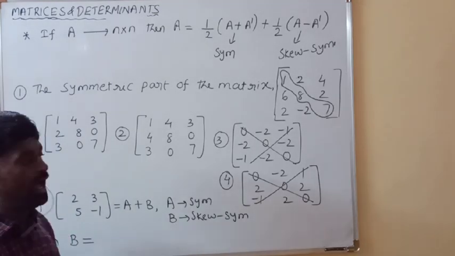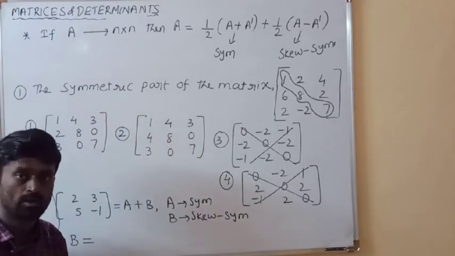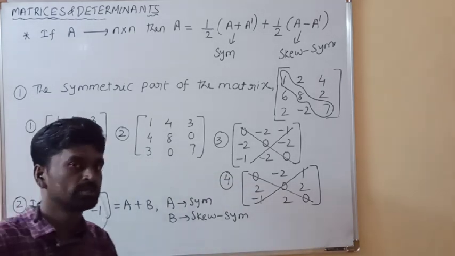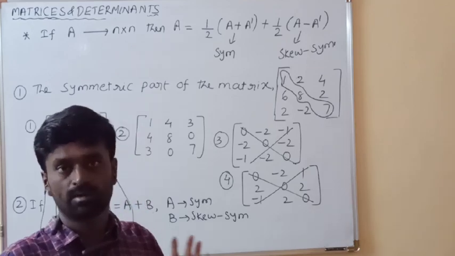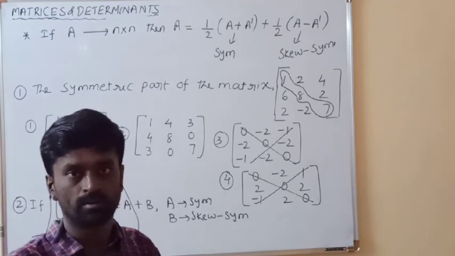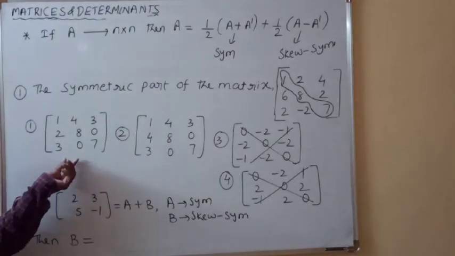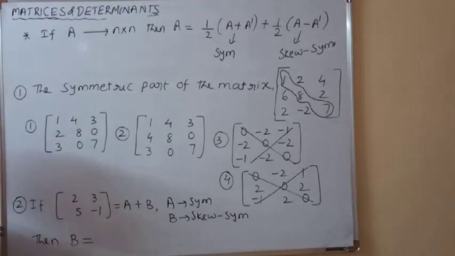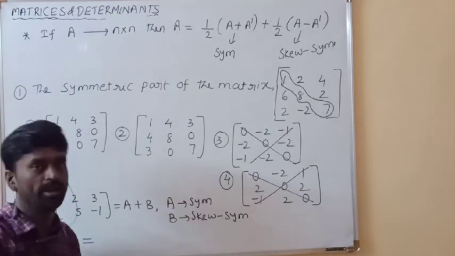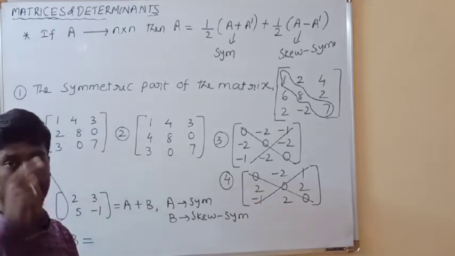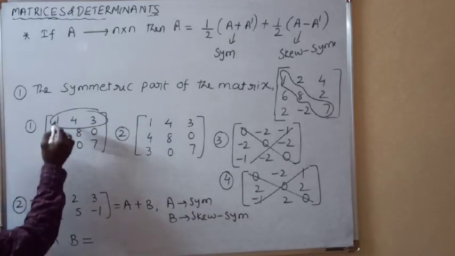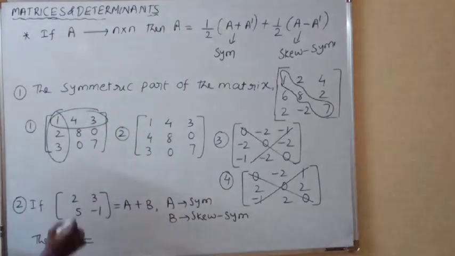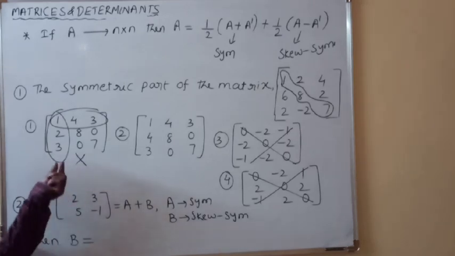And also, as they are asking for the symmetric part of the matrix, that matrix must also be a symmetric matrix. The symmetric part of capital A is nothing but a symmetric matrix. If you observe, the first option is not a symmetric matrix, because if it is symmetric, corresponding rows and columns must be identical. That means the first row elements are identical to the first column elements. Here the first row elements are 1, 4, 3, but the first column elements are not 1, 4, 3. So this is not a symmetric matrix at all. So this is also a wrong answer.